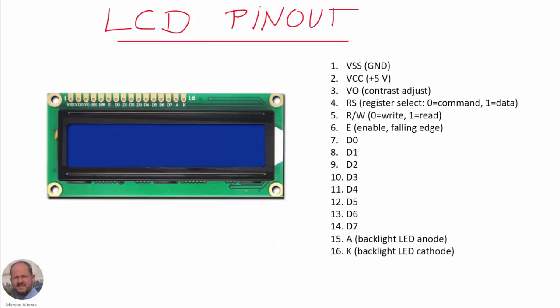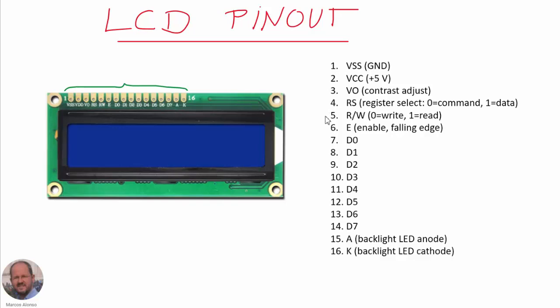Here is the typical pinout of an LCD. We have a total of 16 pins here. Pin 1 is for the ground, pin 2 is the connection for the 5-volt power supply. Then we have pin 3, which is the pin used for adjusting the contrast of the LCD. Pin 4 is for the selection of the register. 0 is for sending a command and 1 is for sending data.